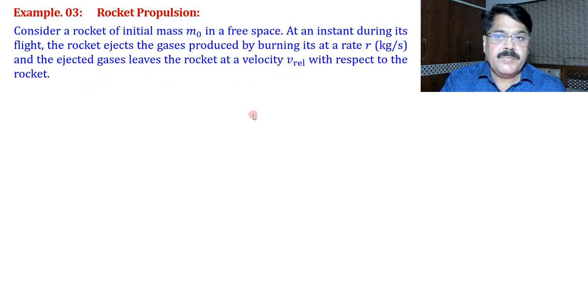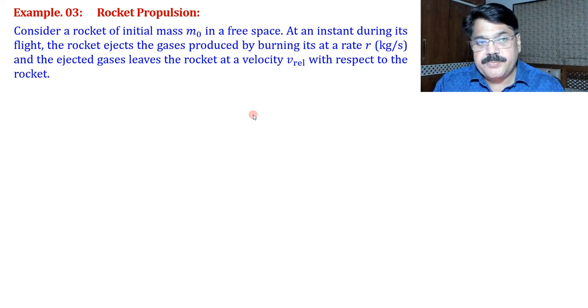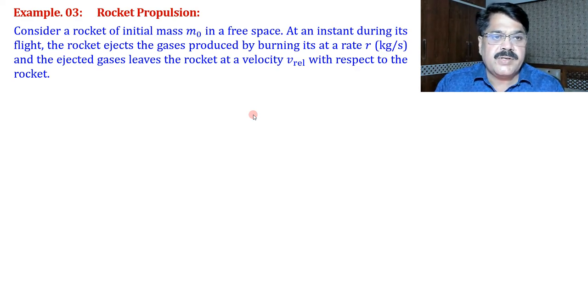What is given? Initial mass of the rocket is given, m0. And the rate at which fuel is burned is r kg per second. So it is the rate of decrease in mass of the rocket. The same amount of fuel is ejected from the nozzles as burned gases, and these gases have velocity v relative with respect to the rocket.